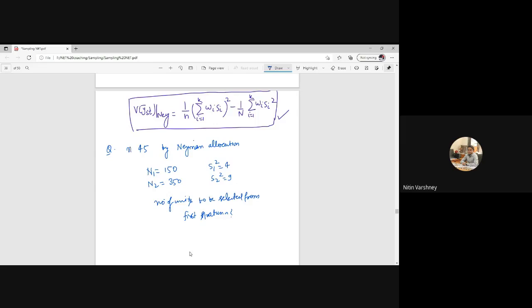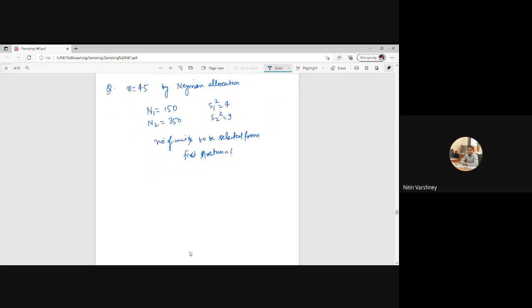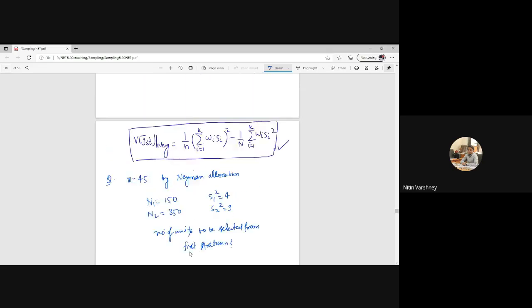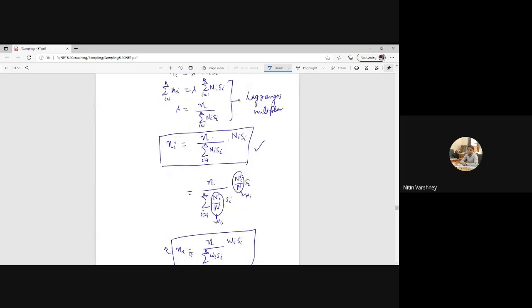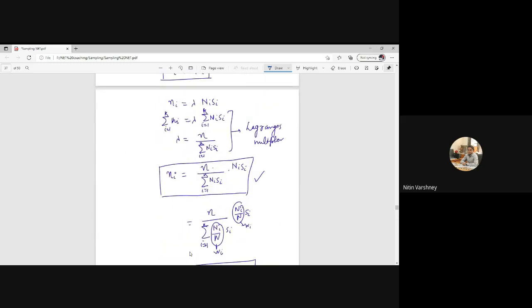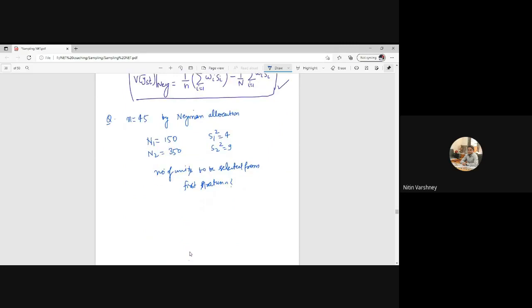This is n. So what is the formula under Neyman allocation? Under Neyman allocation, the formula is ni equal to n upon summation NiSi, into NiSi. Okay, so this is the formula, and all the information is given.